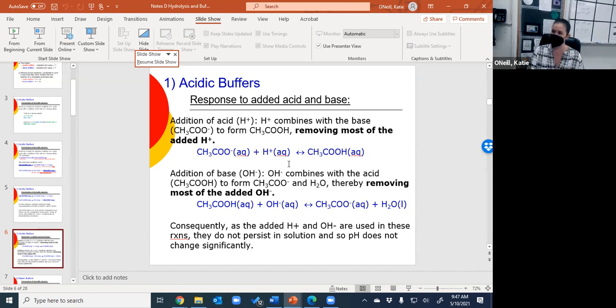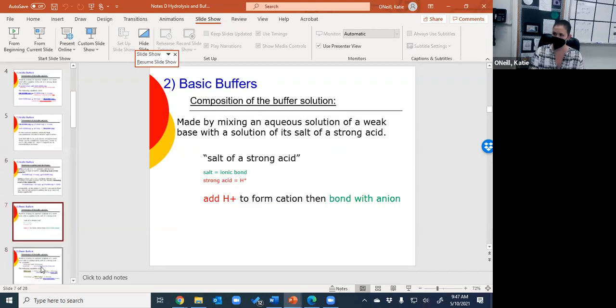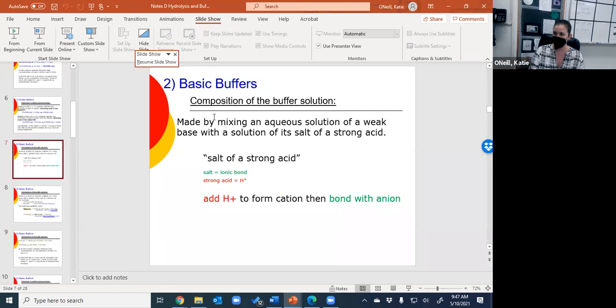So I know this seems a little bit tedious in terms of reactions, but just think about neutralization, right? Acids will neutralize the base, conjugate base will neutralize acid. It's not really something you have to memorize, it kind of makes sense. It's exactly the opposite process for a basic buffer.